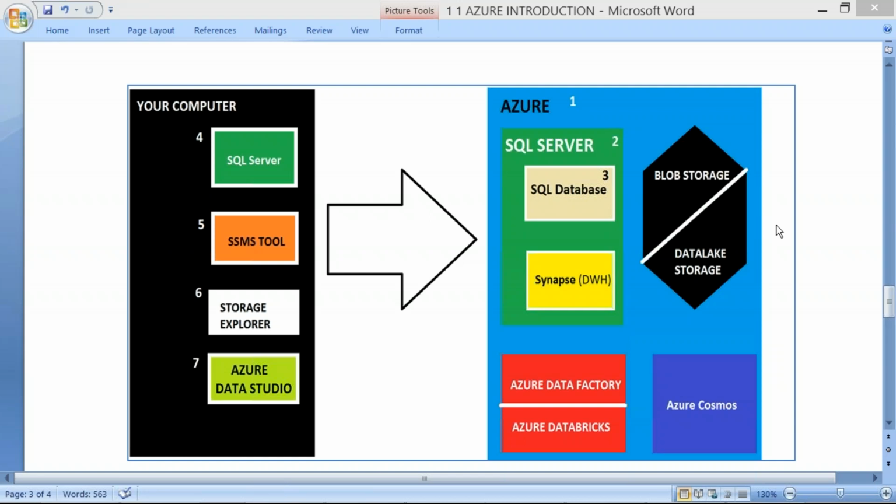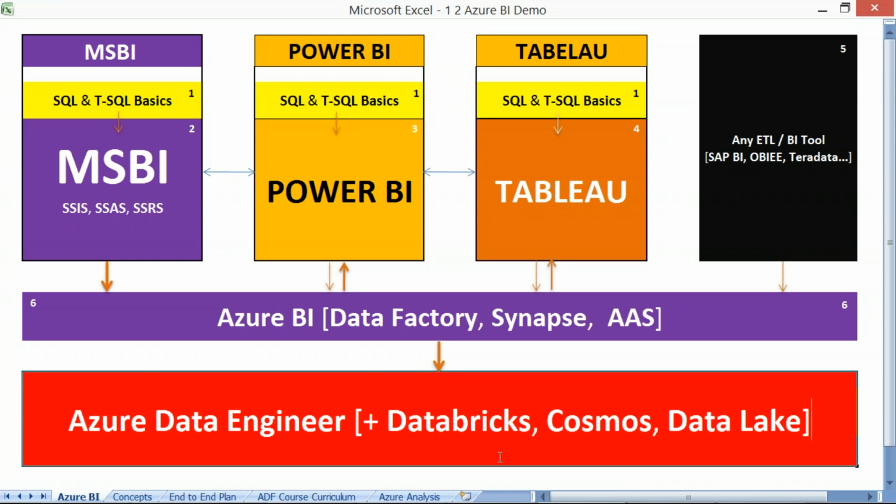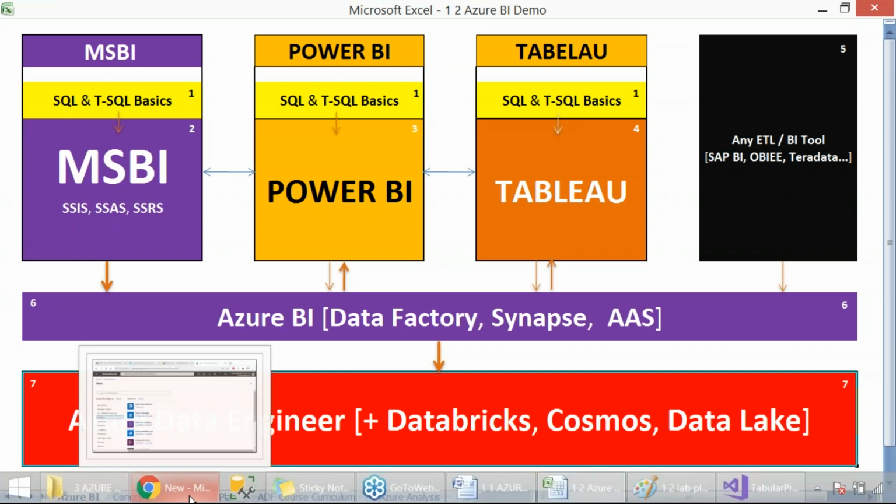Just once again, back to my course plan, here it is. You can go for only the Azure BI, the course that you have registered for as of now. That includes Data Factory, Synapse and Analysis. Or go on to the next level, all these above plus additionally Databricks, Cosmos and Data Lake. So you can choose only 6 or 6 and 7. In fact, 6 is included inside 7, the complete Azure Data Engineer.